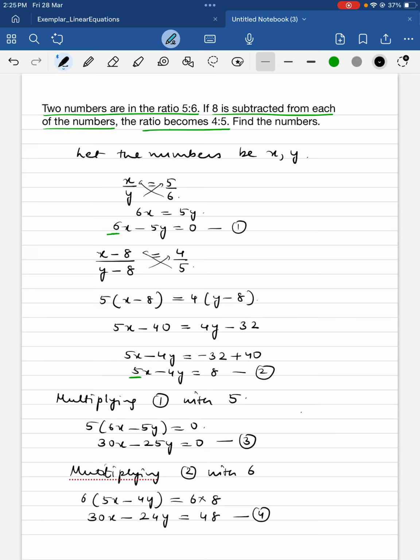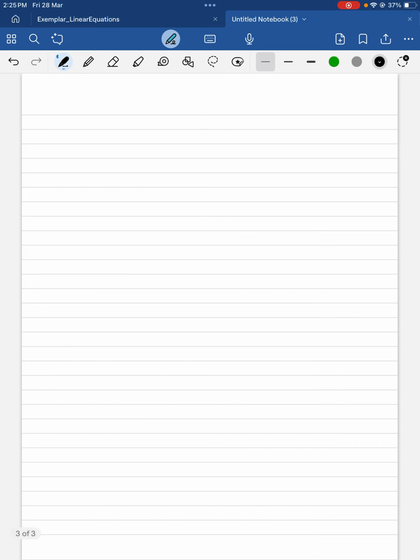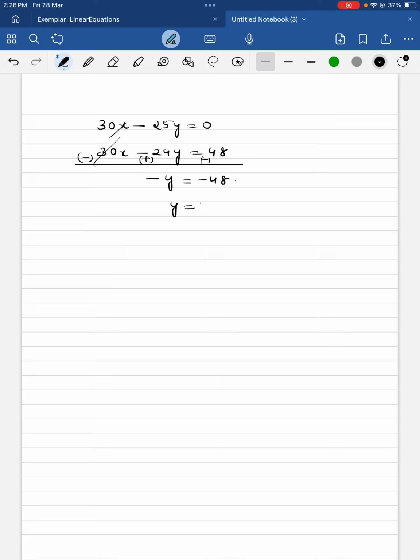Now I'm going to subtract the third and the fourth equation. So that is 30x minus 25y equal to 0 and 30x minus 24y equal to 48. Now subtracting the two equations, the signs would change and I would have minus y equal to minus 48, or the value of y would be equal to 48.